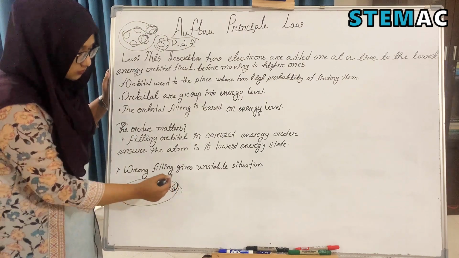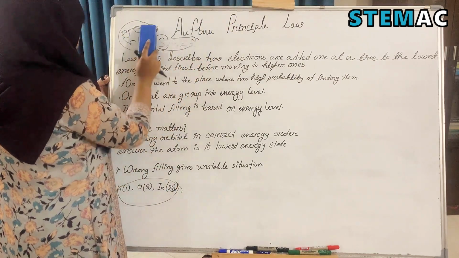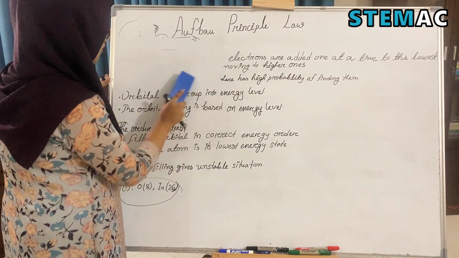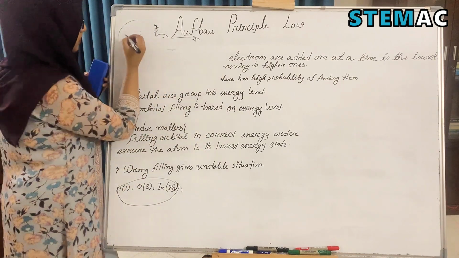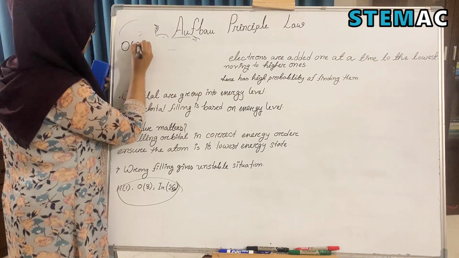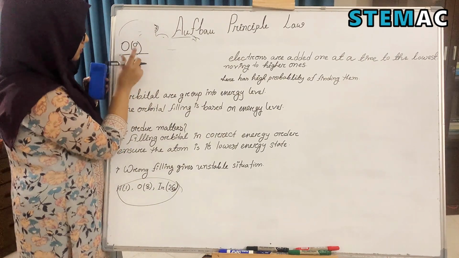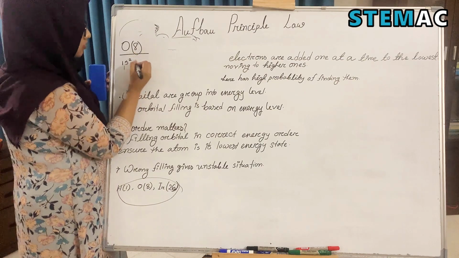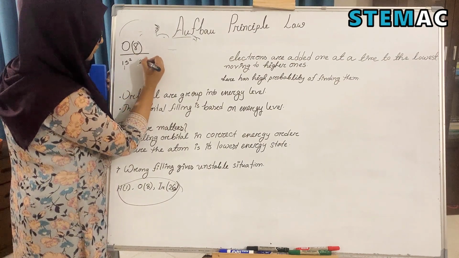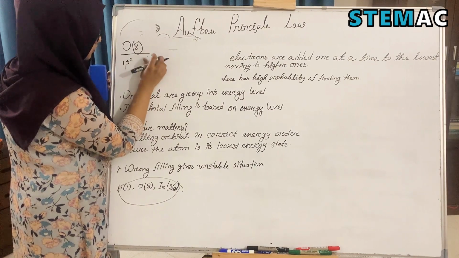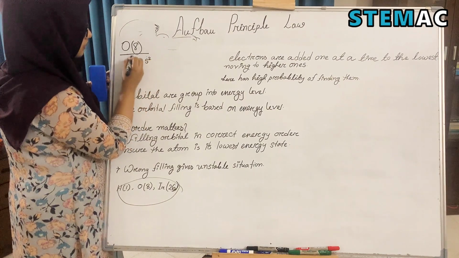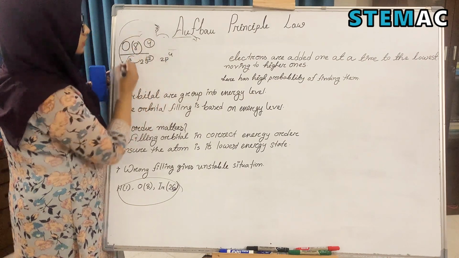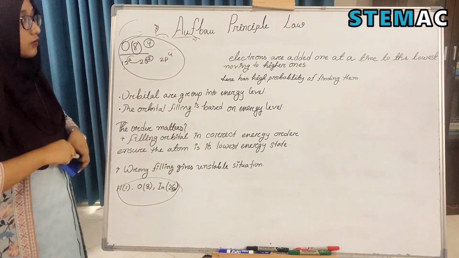Now we're going to see three electron configurations. Oxygen: first we have 1s², then 2s², and 2p with 4 more electrons, so 2p⁴. That's the configuration for oxygen, atomic number 8, and that's what the Aufbau principle describes.